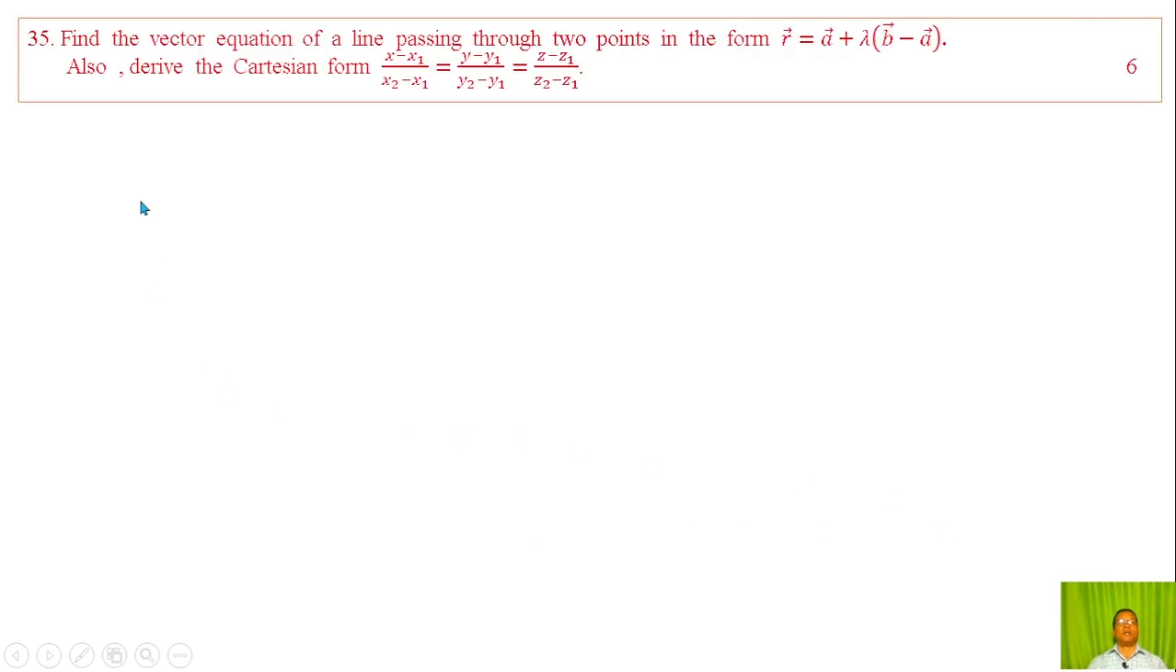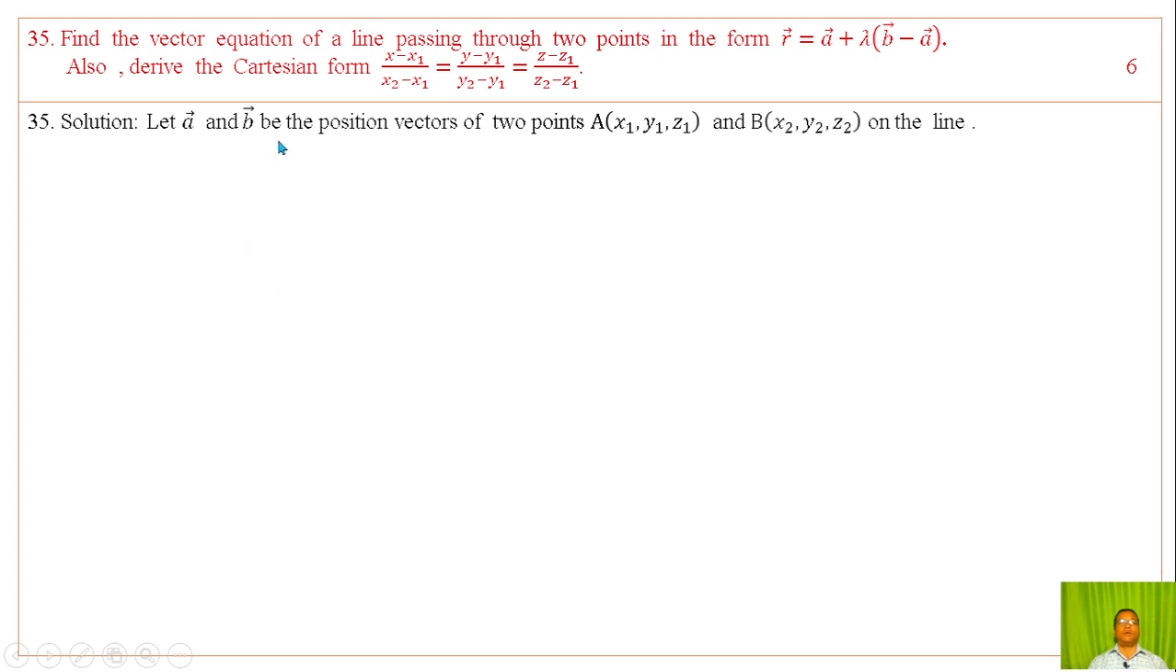Question number 35. Find a vector equation of a line passing through 2 points in the form r vector equal to a vector plus lambda times of b minus a vector. Also derive the Cartesian form x minus x1 by x2 minus x1 equal to y minus y1 by y2 minus y1 equal to z minus z1 by z2 minus z1, 6 marks. Let A and B be the position vectors of 2 points A and B on the line, as in this picture.